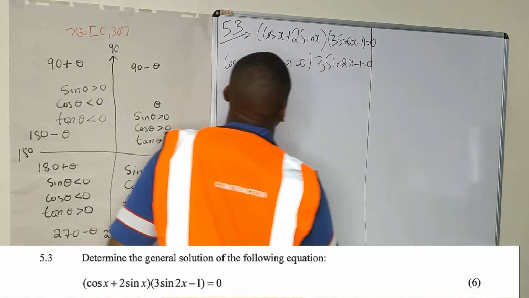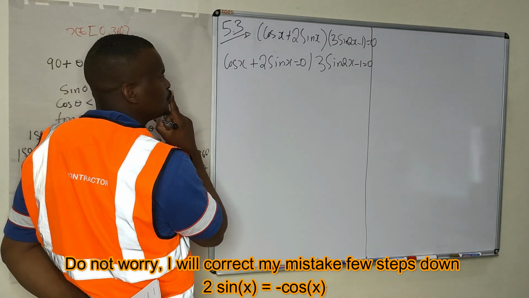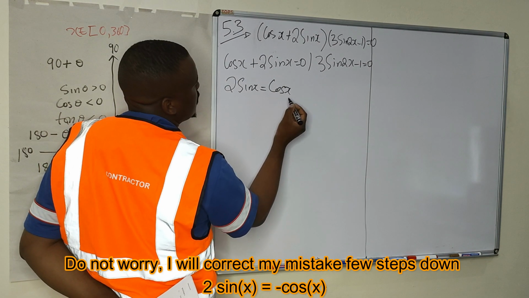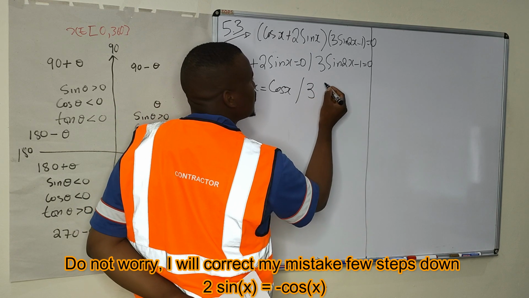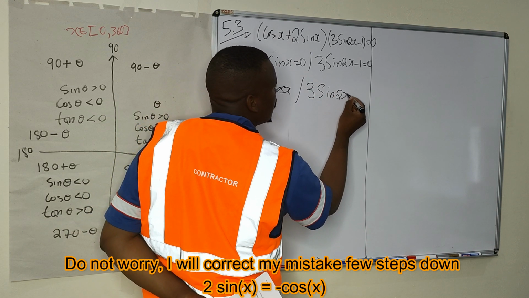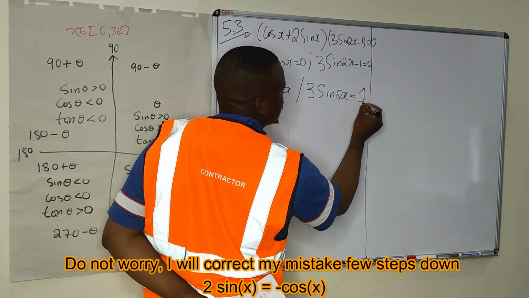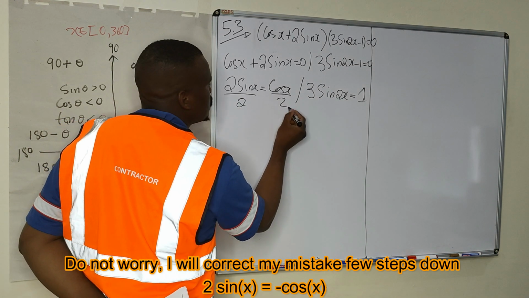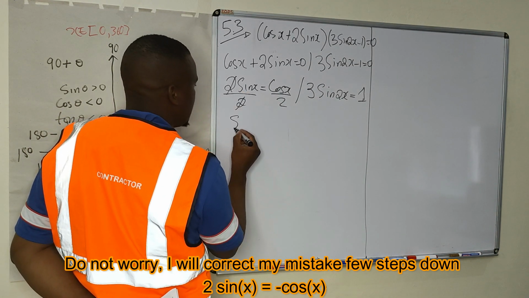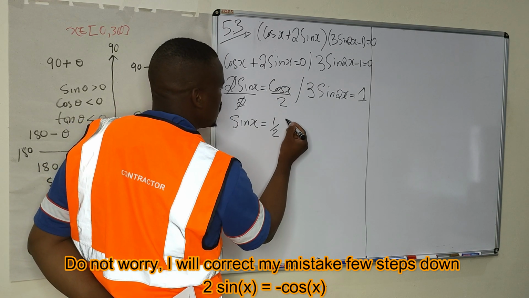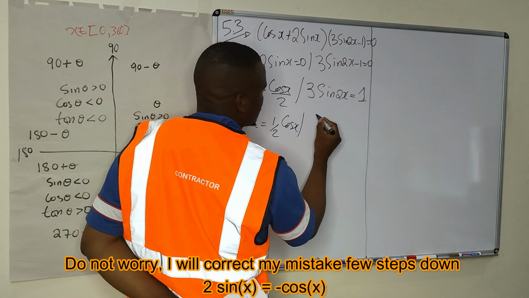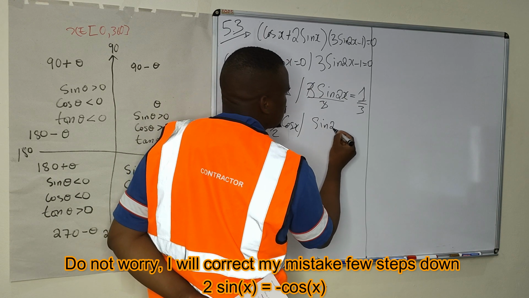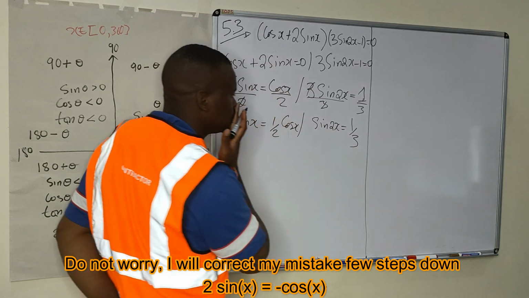Then you solve them. So say, okay, 2 sine x is equal to cos x, right? Or 3 sine 2x is equal to 1, right? Then you divide by 2, divide by 2. So we have sine x is equal to 1 over 2 cos x, or divide by 3, divide by 3. So sine 2x is equal to 1 over 3.